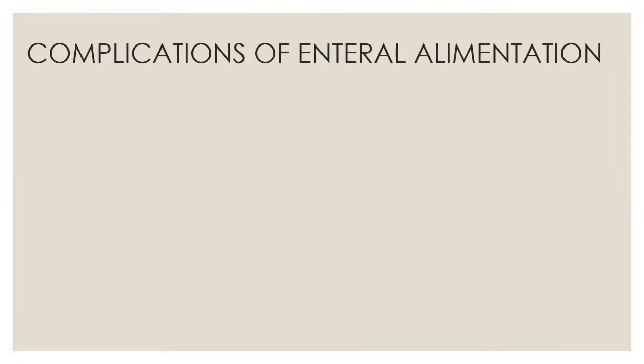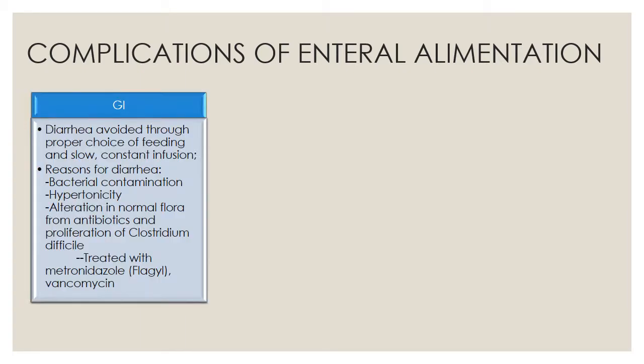There are complications of enteral alimentation. In the GI system, there's a possibility of diarrhea. This could be avoided through proper choice of feeding and slow, constant infusion. Reasons for diarrhea can be bacterial contamination, hypertonicity, and alteration in normal flora from antibiotics and proliferation of C. diff. This is usually treated with Flagyl or vancomycin.